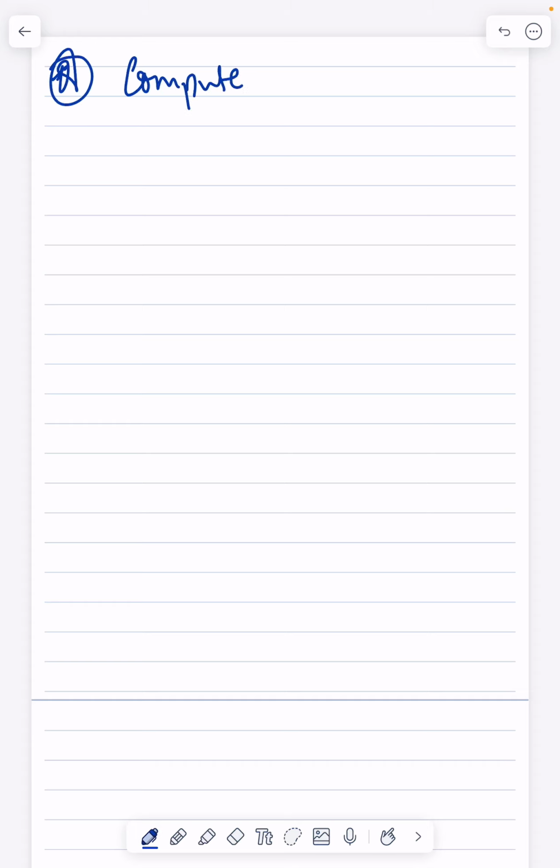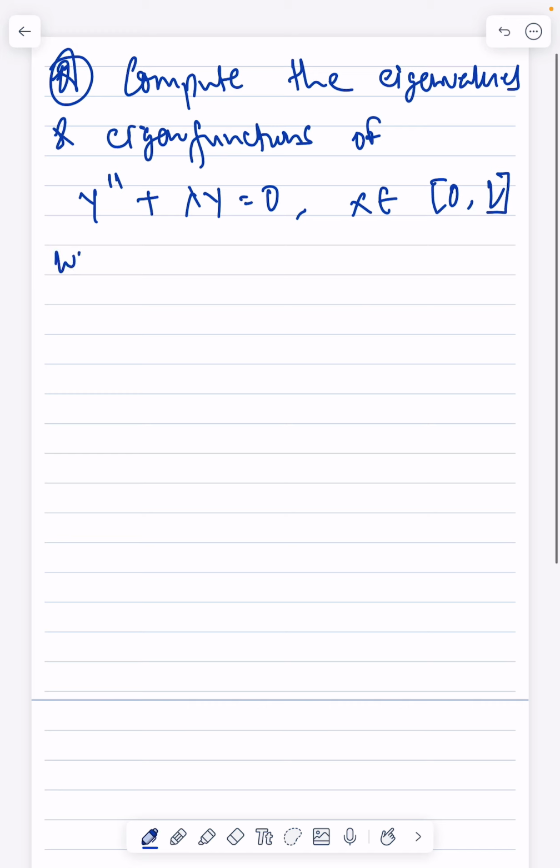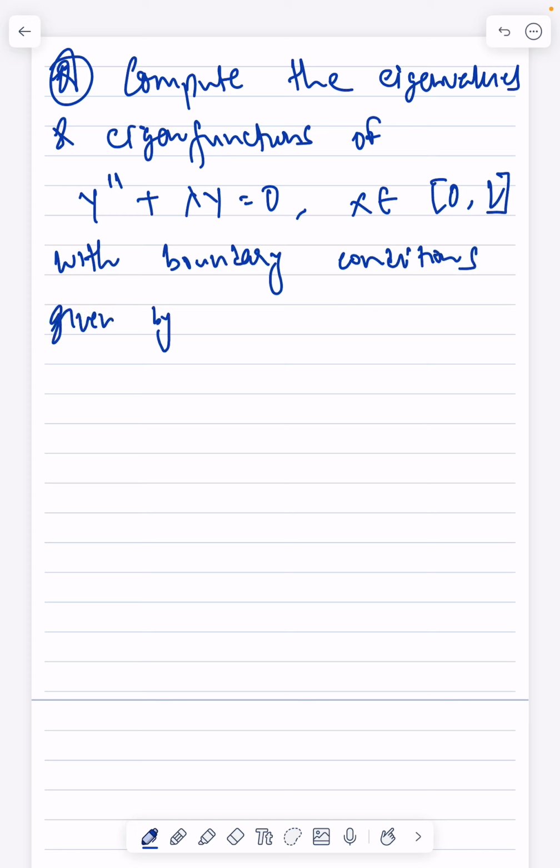Compute the eigenvalues and eigenfunctions of, let's take our ODE, y double prime plus lambda y equals 0, and our domain ranges from 0 to L. Now we can solve this same problem for different boundary conditions, but let's look at a simple Dirichlet boundary condition, with boundary conditions given by, so this is our Dirichlet boundary conditions.